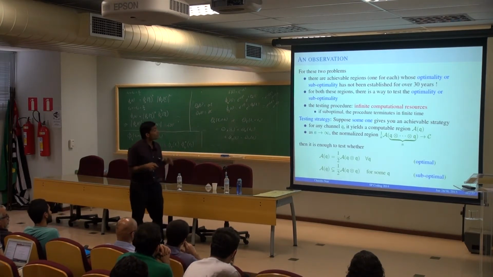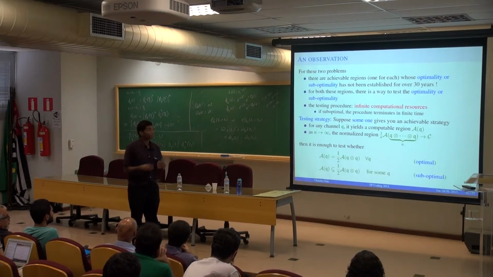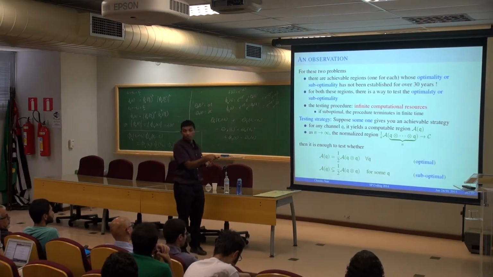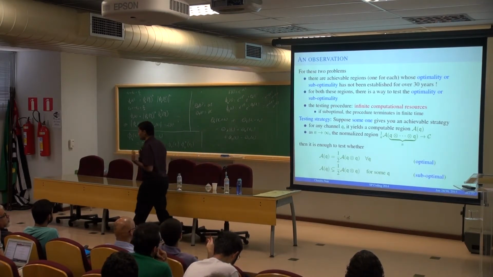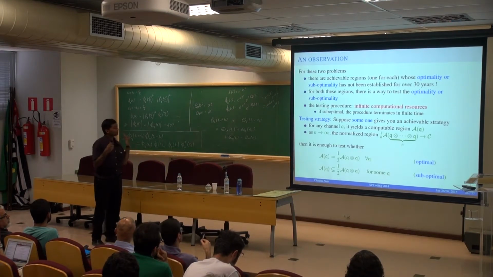So the point I'm saying is, you don't need to devise a new strategy to test the optimality, suboptimality. You already have the power to test the optimality, suboptimality. And I'll tell you why it has not been tested. But we did test this.